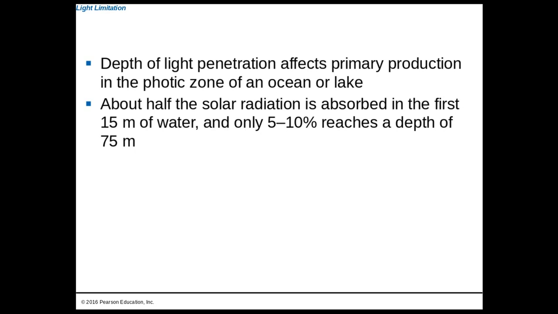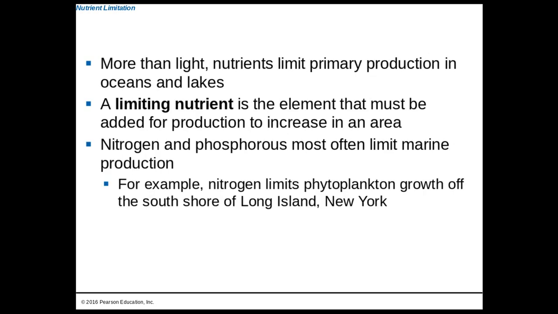But if this were the only factor limiting production, we would notice some different patterns than what we do. So what we find is that there's actually a lot of nutrients that help limit the primary production in oceans and lakes. So a limiting nutrient is an element that is required for production to increase in a certain area. So if you run out of that element, you're not going to have production occur. And in marine environments like saltwater, nitrogen and phosphorus tend to be the limiting nutrients in those locations.